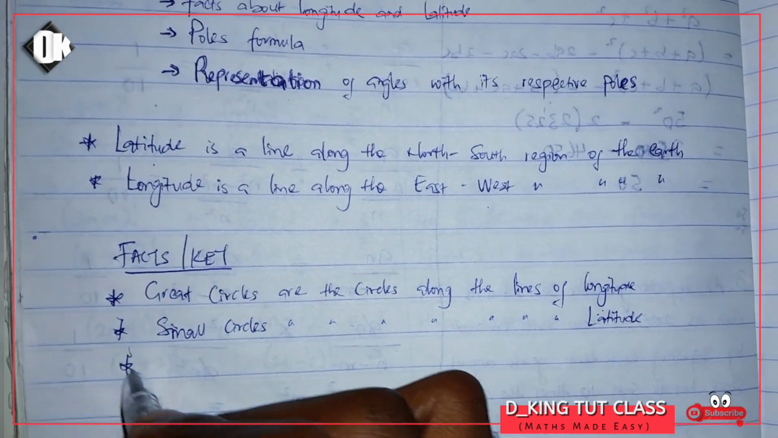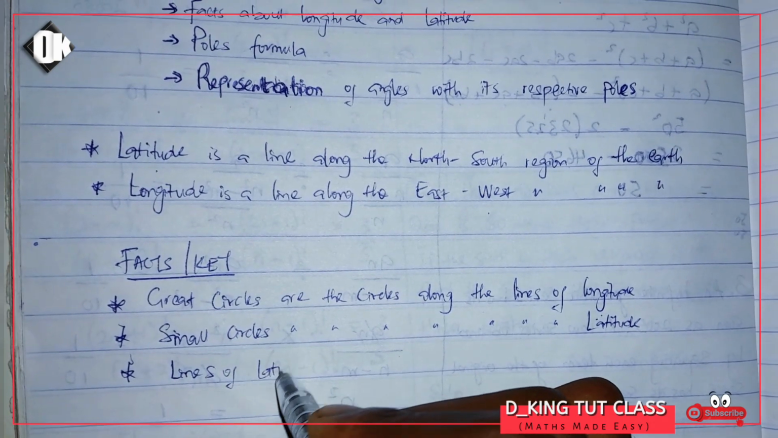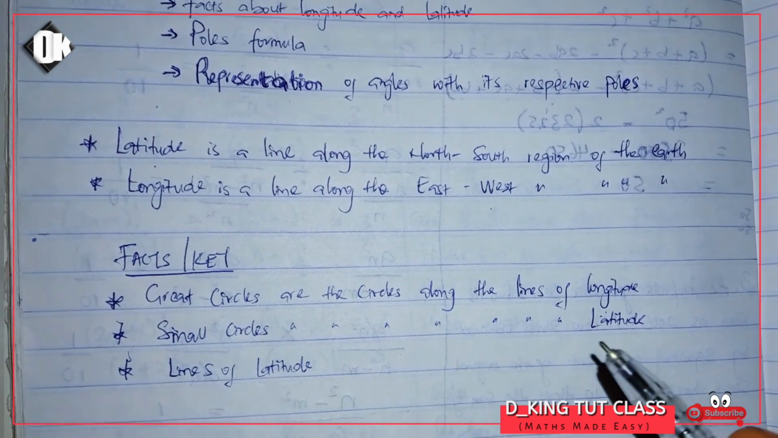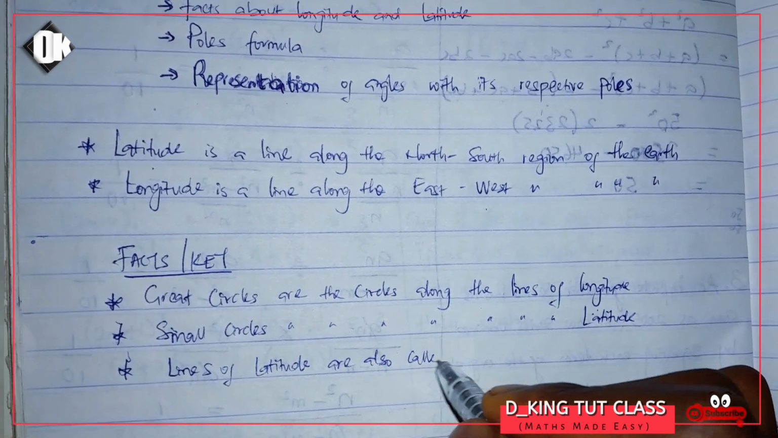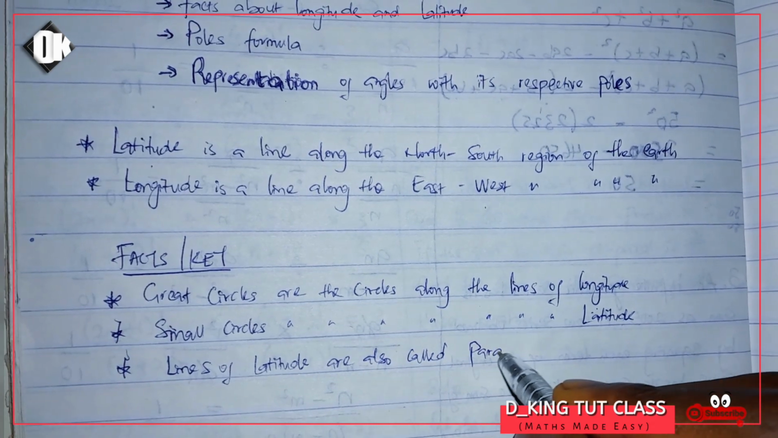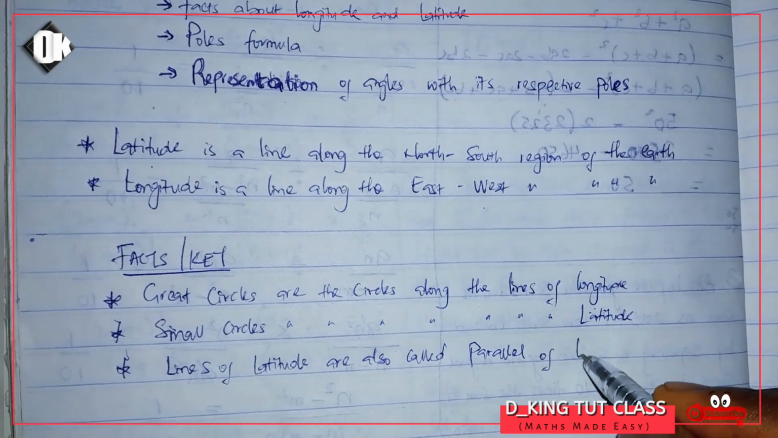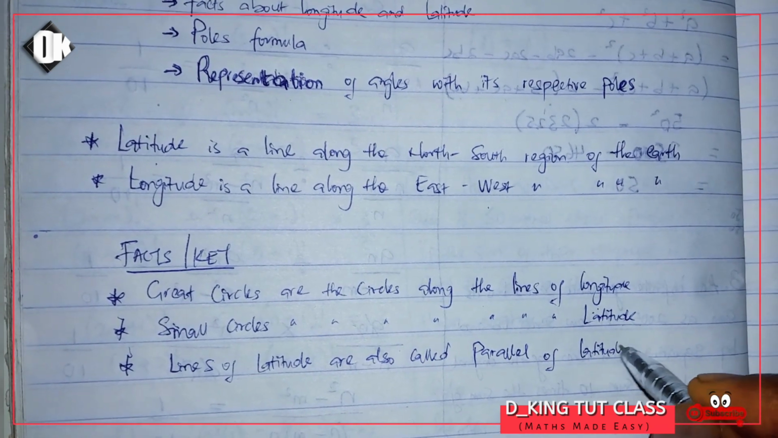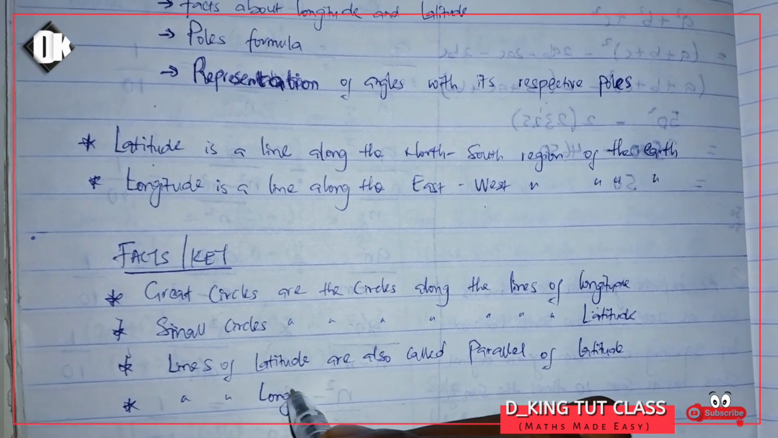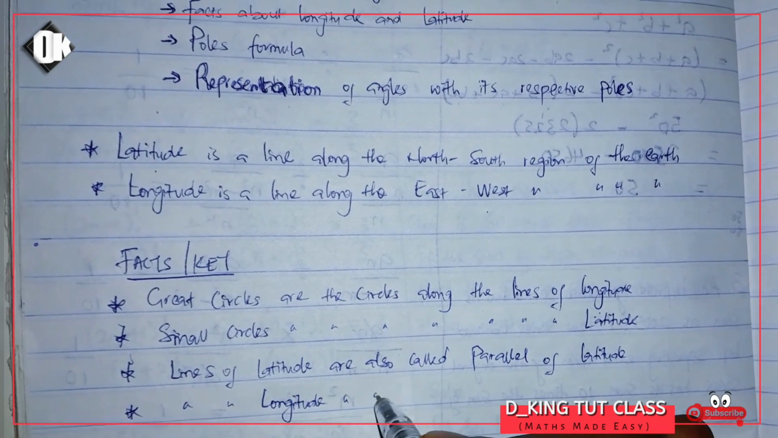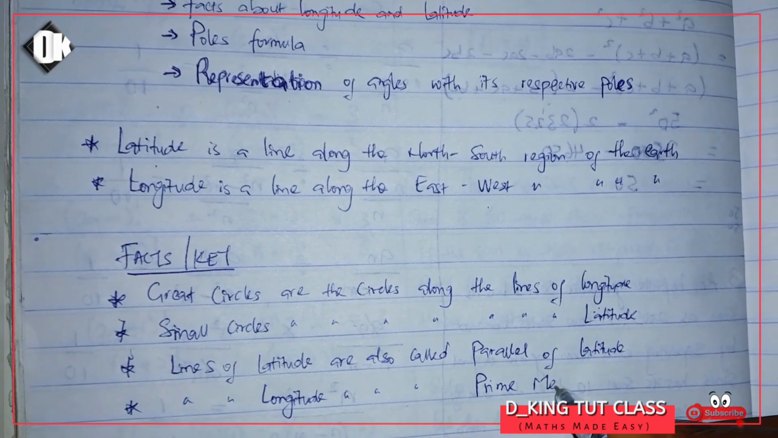Another thing you need to know is that lines of latitude are also called parallels of latitude. And lines of longitude are also called prime meridians.